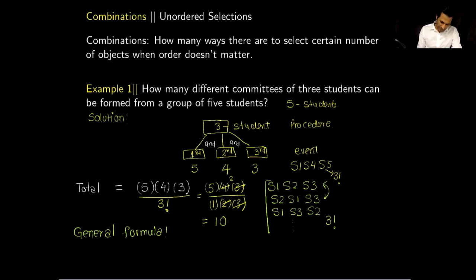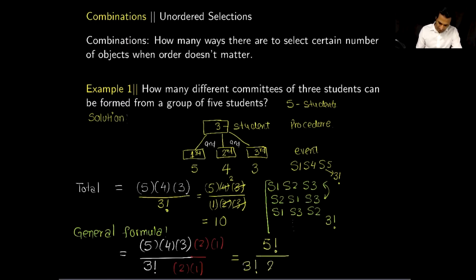So as you can see in this problem, we have 5 times 4 times 3, divided by 3 factorial. We can write this fraction also by multiplying 2 and 1 in the denominator. Therefore, the top will become 5 factorial and the bottom will become 3 factorial multiplied by 2 factorial. So I write down this problem in terms of factorial.